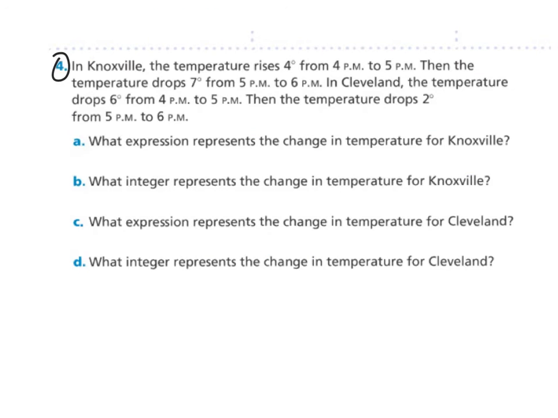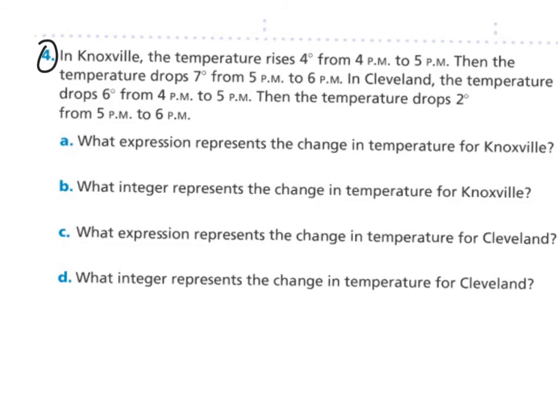Number 4, in Knoxville, the temperature rises 4 degrees from 4 to 5 p.m. Then the temperature drops 7 degrees from 5 to 6 p.m. So that's in Knoxville. In Cleveland, the temperature drops 6 degrees from 4 p.m. to 5 p.m. and the temperature drops 2 degrees from 5 to 6 p.m.